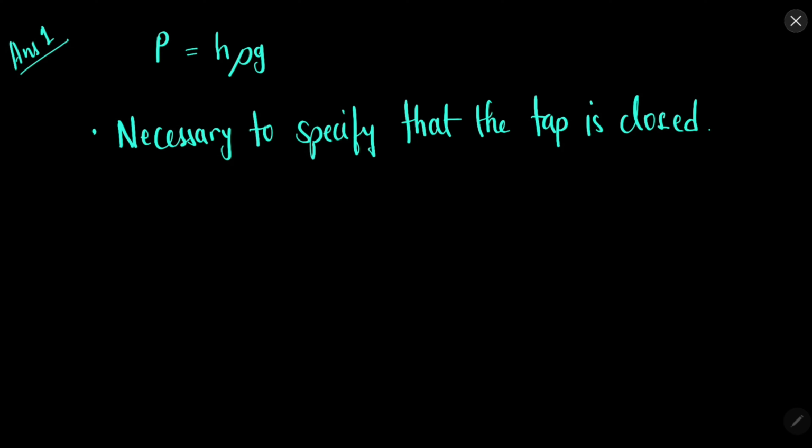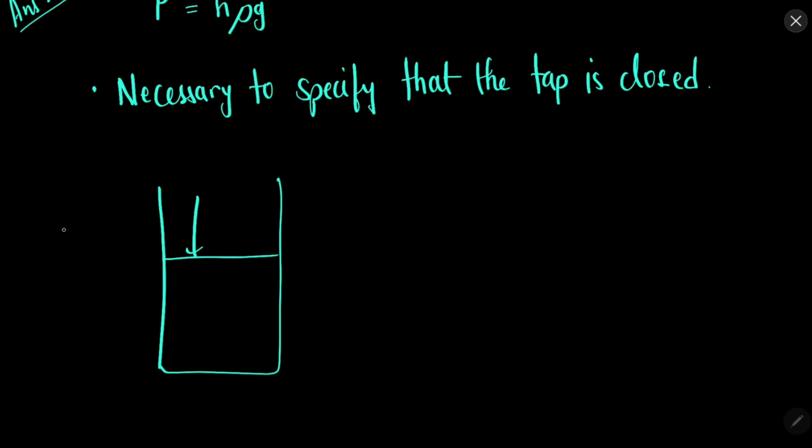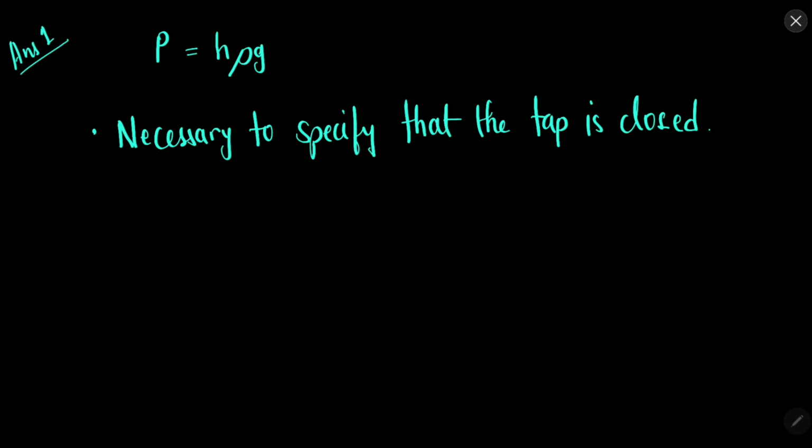So why is it necessary to specify this? Because if the tap is not closed, then the pressure will gradually decrease as the height decreases. Because the tap is open, the pressure at the tap is atmospheric. Let's say we have the situation. If it is open from above, then the pressure will change because of the atmospheric pressure. With height there will be a change in the atmospheric pressure. So it is necessary to specify that the tap is closed.